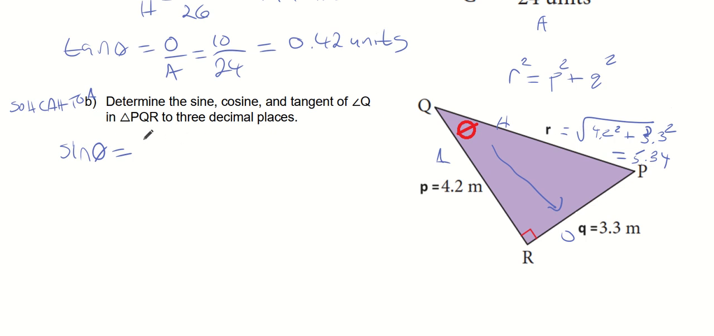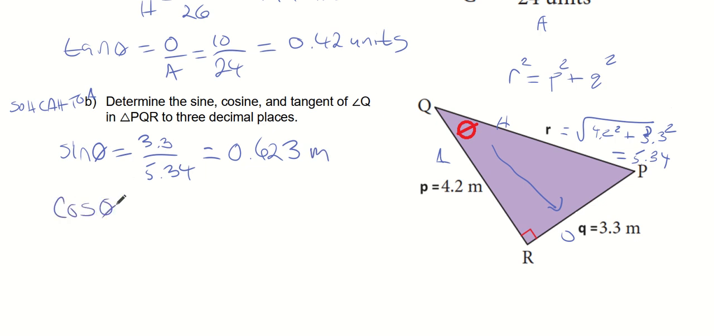So this one here, sine is opposite, and I'm just going to write it in. Opposite would be 3.3 over hypotenuse, and we calculated what the length of the hypotenuse is, 5.34. And we get 0.623. In this case, it's expressed in meters.